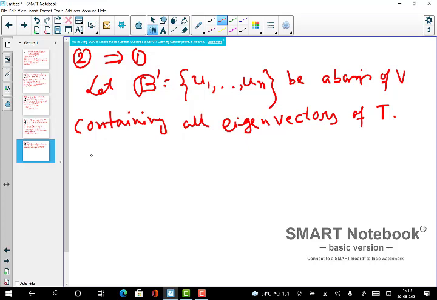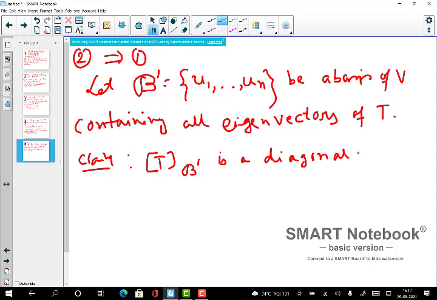So how to show that? Now, what is our claim? Our claim is that the matrix of T with respect to this basis is a diagonal matrix. Okay, this is our claim. So now, if this is the basis, then what can I write down?